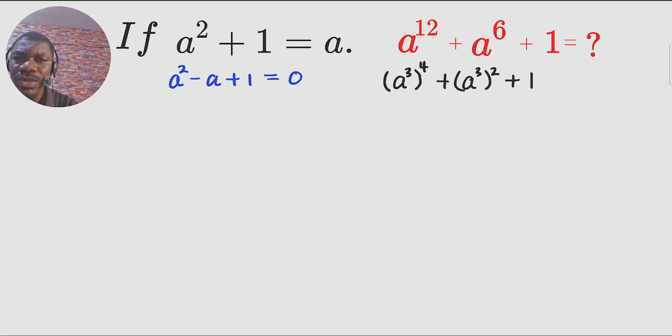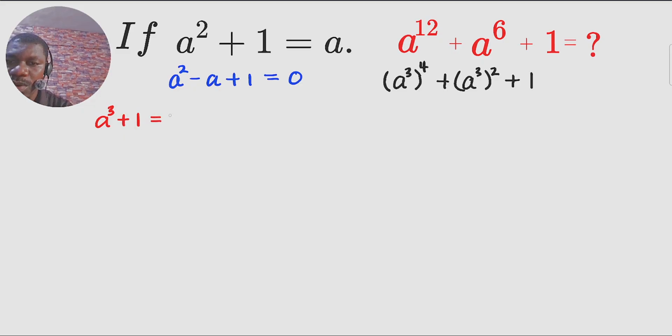What we just need to do here is to recall one of the algebraic identities that says a raised to 3 plus 1 equals a plus 1, times a raised to 2 minus a plus 1.